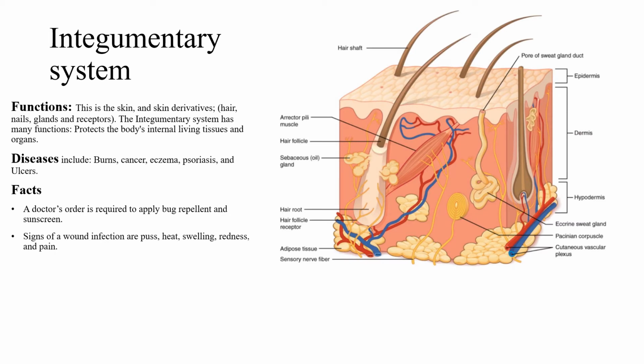Integumentary system functions. This is the skin and skin derivatives: hair, glands, nails, receptors. It has many functions. It protects the body's internal living tissue and organs. Diseases include burns, cancer, eczema, ulcers. Facts. A doctor's order is required to apply bug repellent and sunscreen. Signs of a wound infection are pus, heat, swelling, redness, and pain.